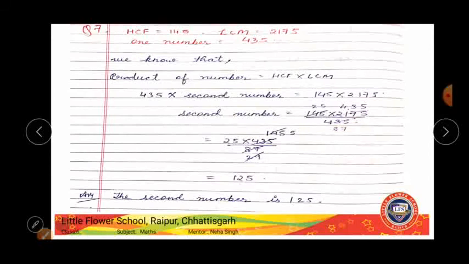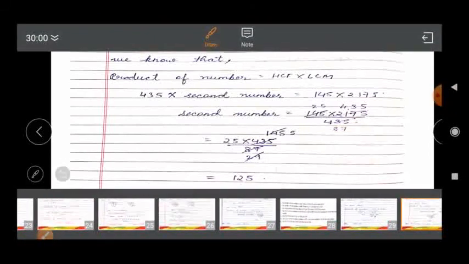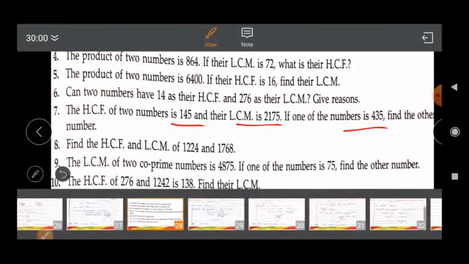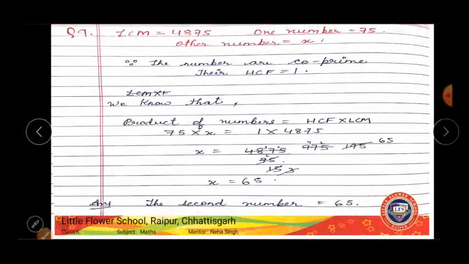Okay, now the seventh question. Fifth and sixth are again the same. Now 7: the HCF of two numbers is 145, LCM is 2175. One number is 435, find the other. A similar question we had done just now. HCF is given, LCM is given, one number is given, right?